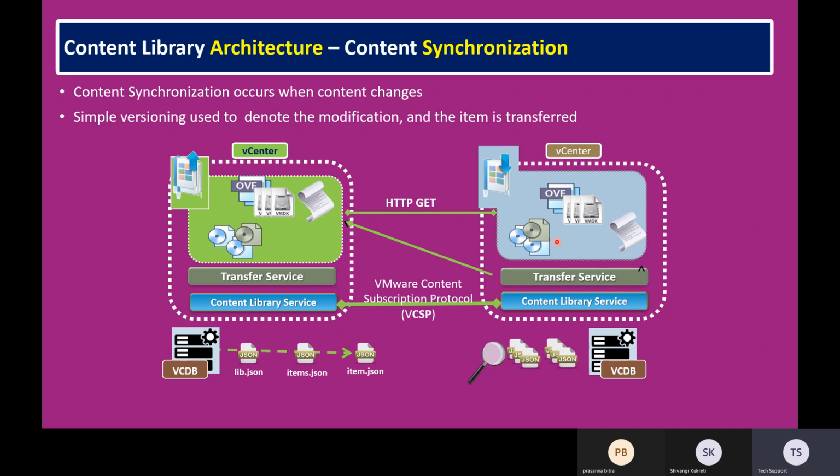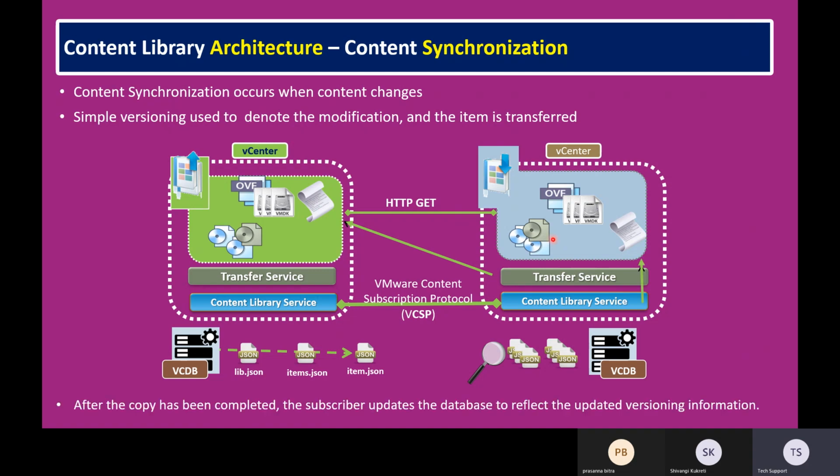Okay, for sending the request and downloading the file, we have two options. You can download either immediately, or you can set your schedule to after office hours. That point I highlighted here. After the copy has been completed, the subscriber updates the database to reflect the updated versioning information. That versioning information is also updated on the destination vCenter content library, and our VC database also updates its version information. Okay, that is how the content will be synchronized from one vCenter to a remote vCenter server. That remote vCenter server can be in any remote location.